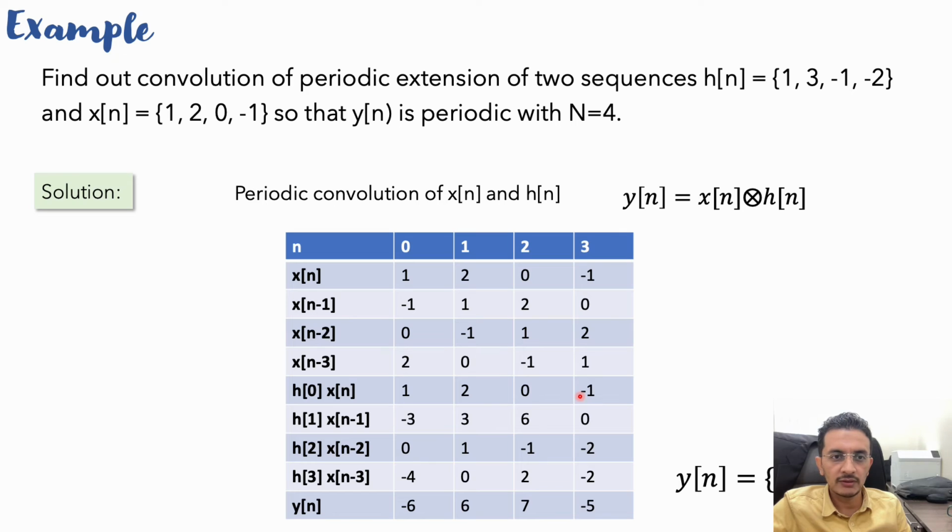Then we go to the next one. Our next sample will be multiplied with the second row, h1 with x and -1. So it will be multiplied with this one, and since it is 3, this will be our multiplication result. So minus 3, 3, 6 and 0. So the next one and then the last one.